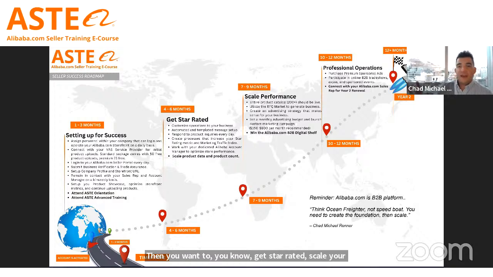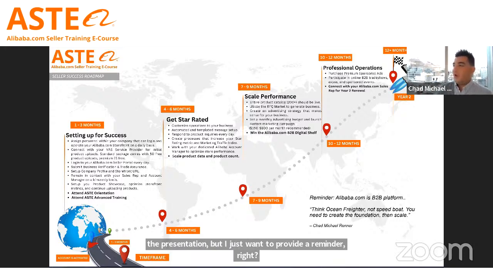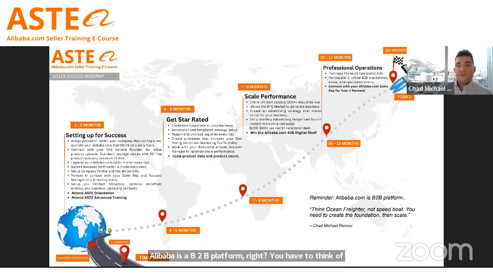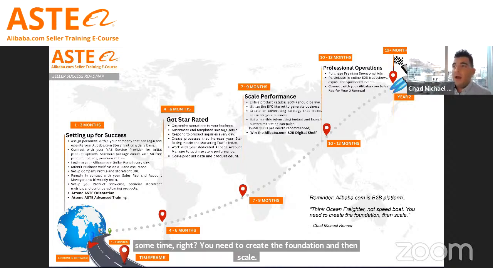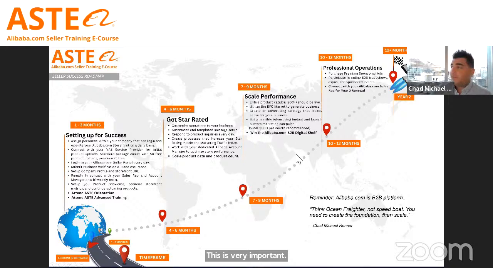Then you want to get star rated, scale your performance, and have professional operations. We'll go through this in depth as we move along in the presentation, but I just want to provide a reminder, right? Alibaba is a B2B platform, right? We have to think of this as an ocean freighter, not a speedboat, right? If we have to change direction or do anything, it takes some time, right? You need to create the foundation and then scale. This is very important to selling on Alibaba.